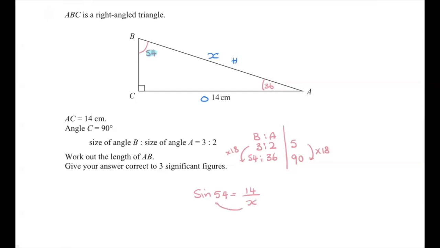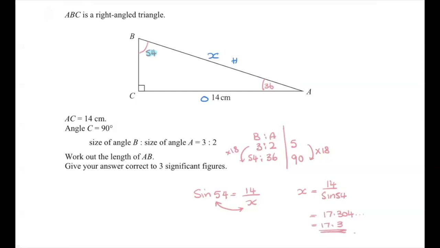Now the shortcut is to swap the x and the sine 54. If we just swap those around, we've then got the calculation that we need to put into our calculator. So that is 14 divided by sine 54, which gives us 17.304... and that's 17.3.